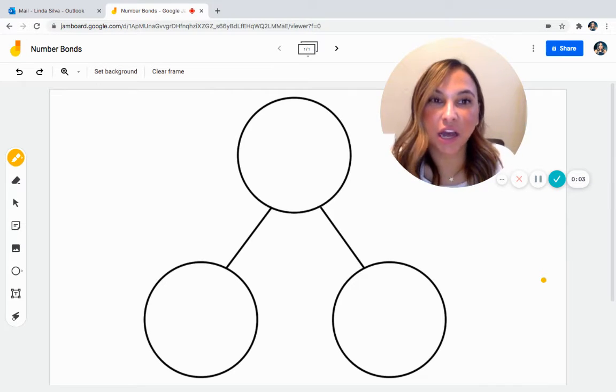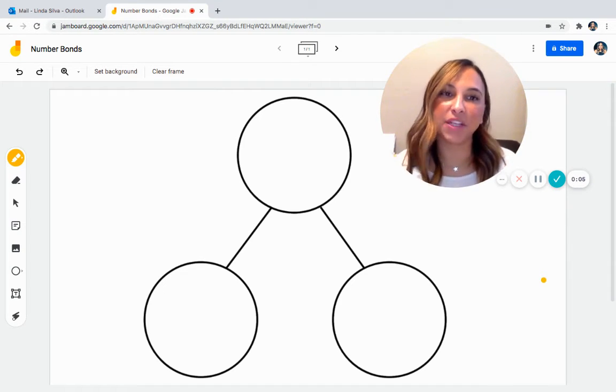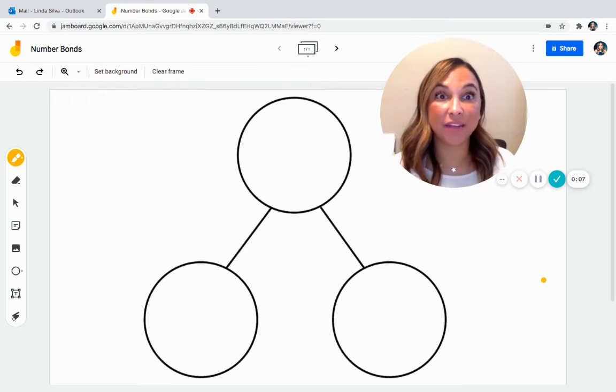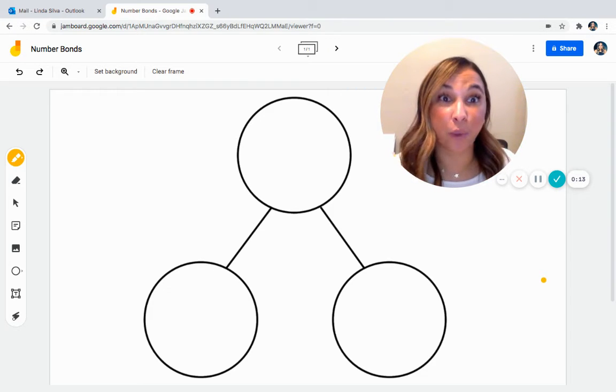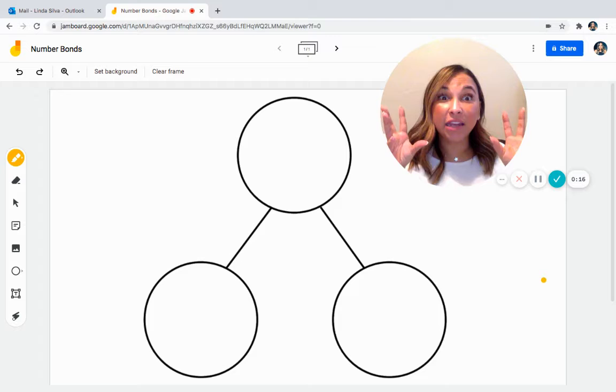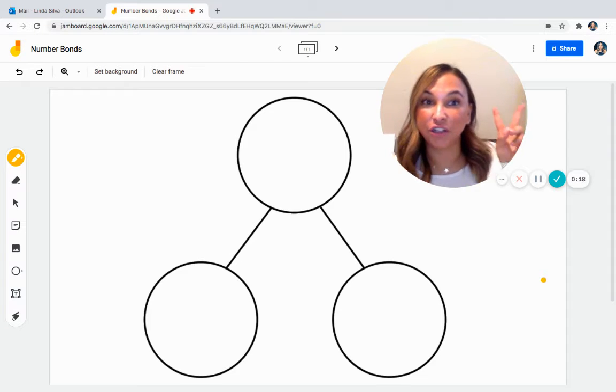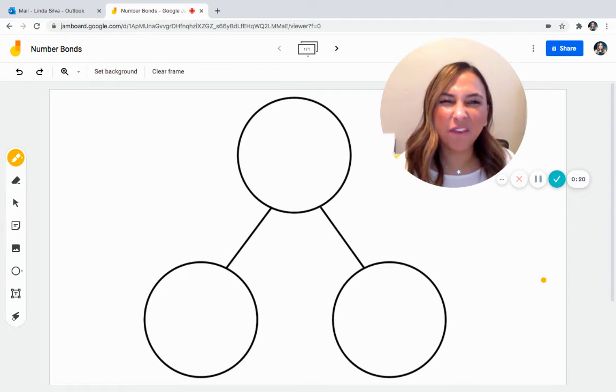I just wanted to talk about number bonds one more time with you guys, just in case you need a little bit of help on your homework. Okay, so number bonds are just a fancy way of taking one big number and breaking it up into two parts. So let me give you an example.